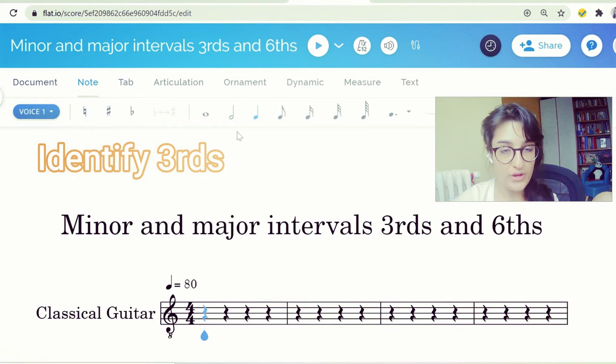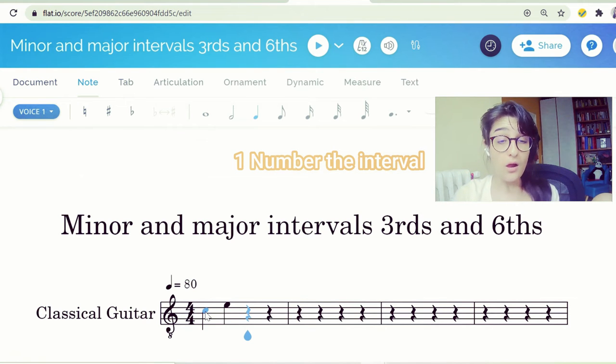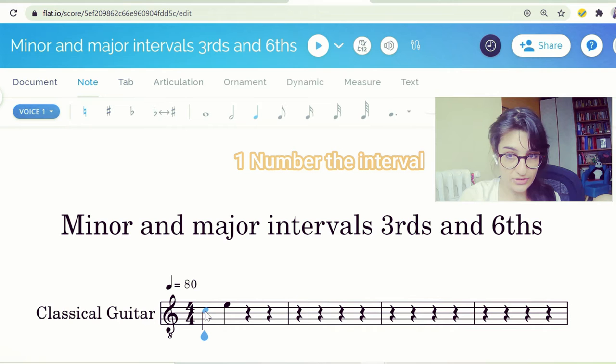Let's start with identifying. I'm going to write 2 notes here. And I'm going to show you the process I go through. First of all, we need to number it. Is it a third or a sixth? Well, we start counting from the bottom note of the interval, and we go step by step. So we start counting on the C.